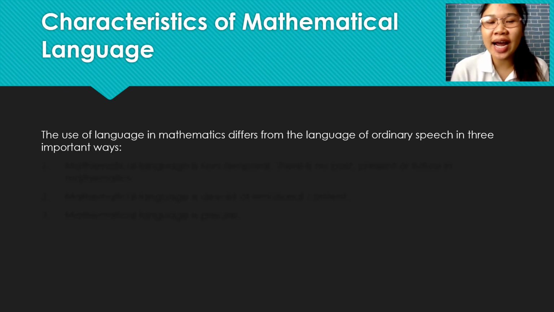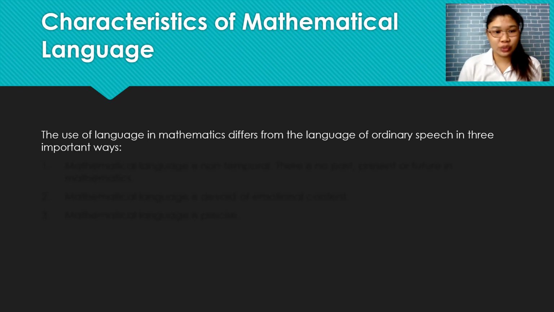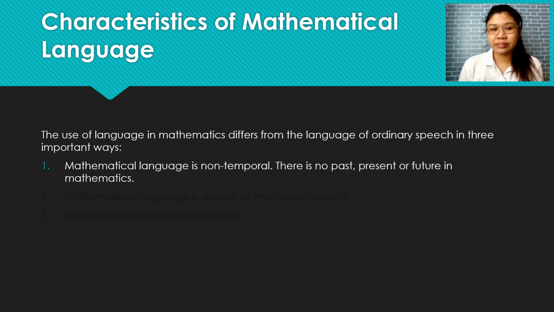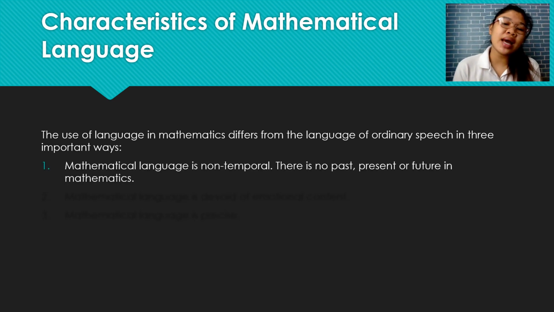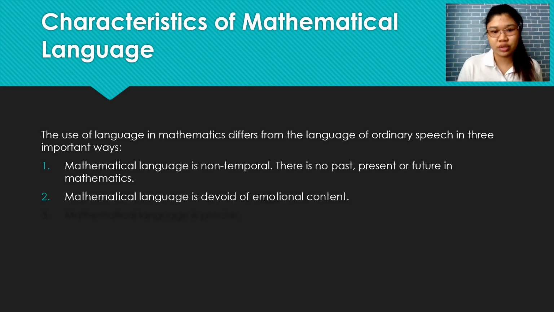So here are the characteristics of mathematical language. The use of language in mathematics differs from the language of ordinary speech in three important ways. First, mathematical language is non-temporal. There is no past, present, or future in mathematics. Unlike in English, we have the past tense, present tense, future tense, past participle. In mathematical language, we have no past, no present, and no future.